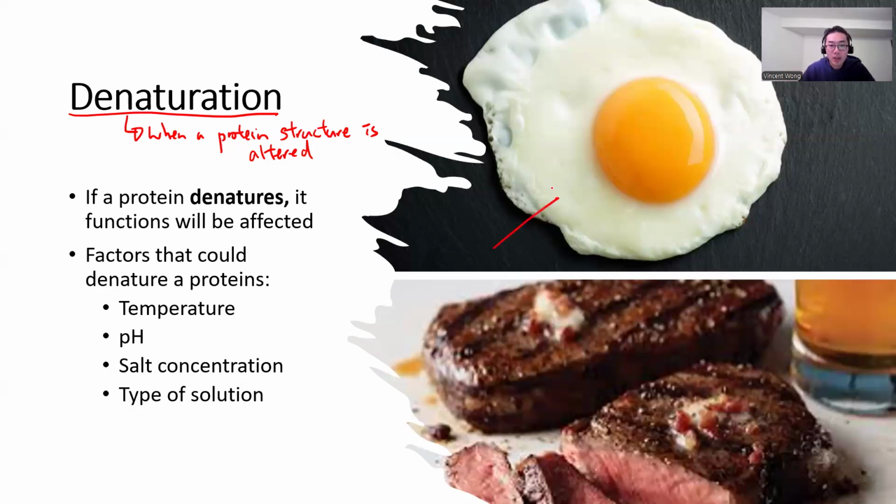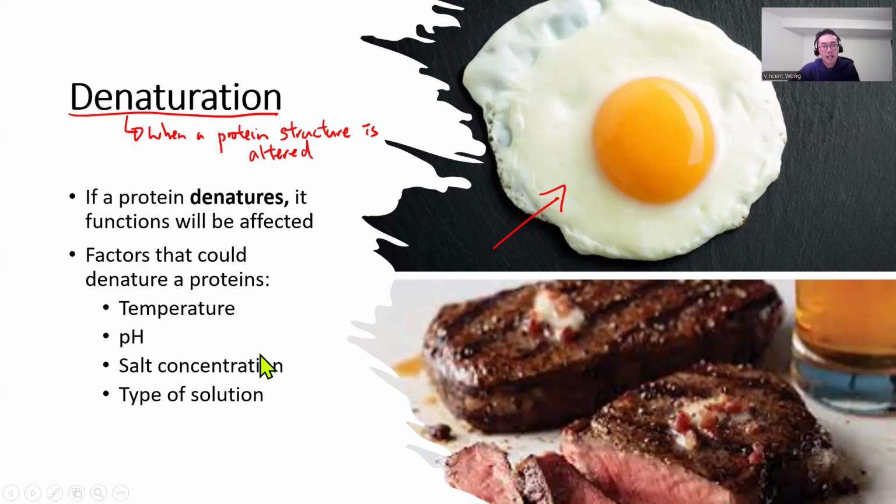So when you cook an egg, the egg white goes from transparent-ish to white, right? That's denaturation. You cannot uncook an egg, right? Once it's denatured, it's denatured. Same thing with cooking meat, right? Changing color, going from red to brown, that's denaturation. Meat is mostly protein, right?